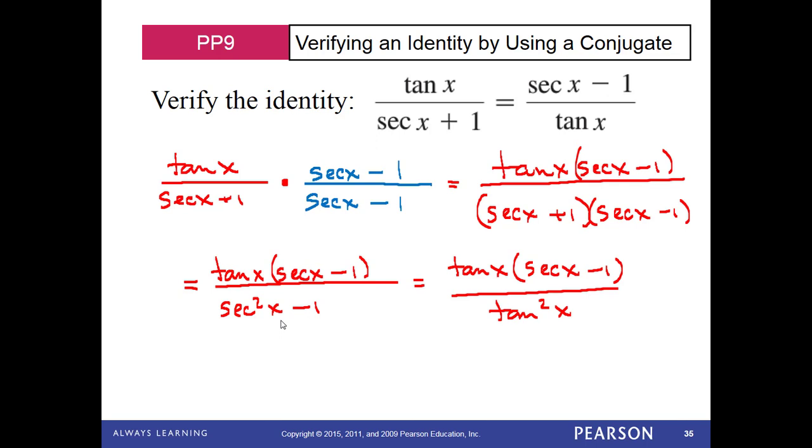What's going to happen? Tangents are reduced. And I went from the left side to the right side by using the conjugate. So technically what we did is we just elevated the secant to a secant squared so we can use Pythagorean Theorem identities.